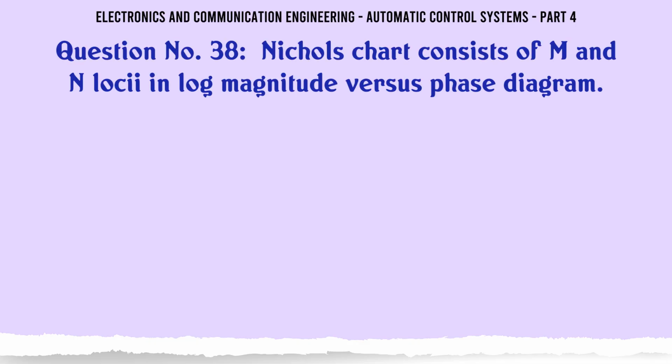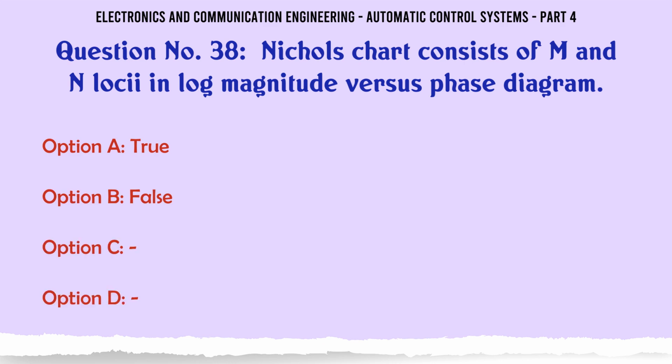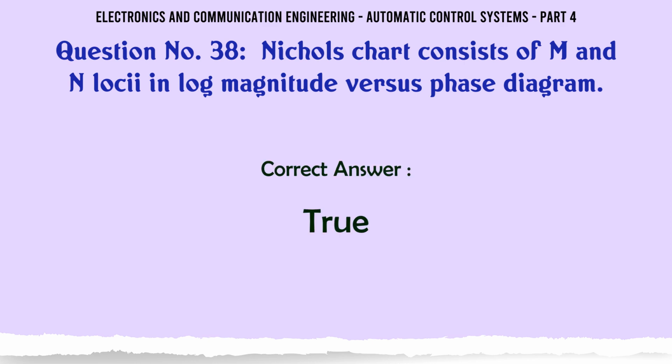Nichols' chart consists of M and N loci in log magnitude versus phase diagram. A. true, B. false. The correct answer is true.